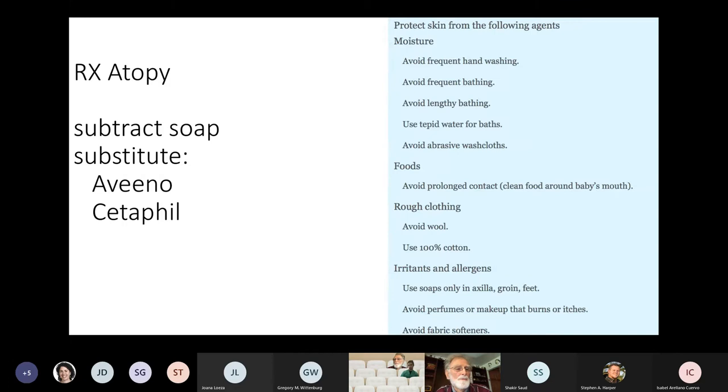Okay, so how do we treat atopic dermatitis? Subtract the soap, and then you can even use a soap substitute. Aveeno and Cetaphil are my favorites. There are others. The main thing is to protect your skin. What to subtract? Avoid bathing and washing and using soaps unnecessarily. Avoid abrasive washcloths. In some cases, just tell the mother, look, just use the soap in the groin, maybe the axilla and the feet, but just keep soap away completely.